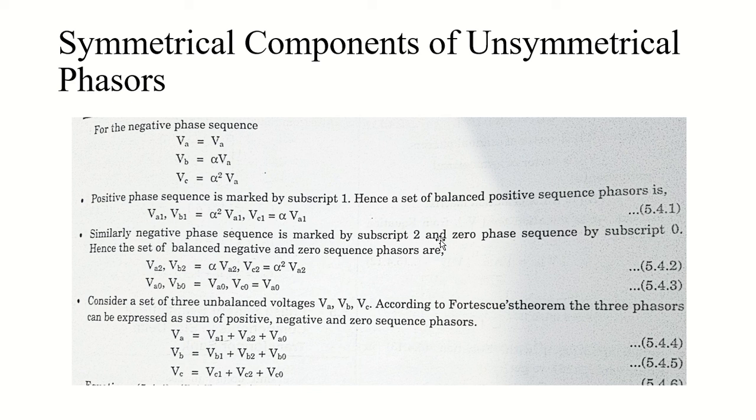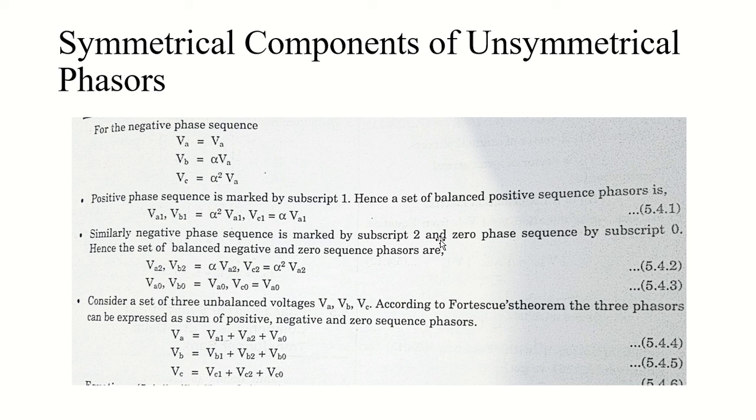So now let's consider a set of three unbalanced voltages VA, VB and VC, and then we will apply the Fortescue theorem to the three phasors. By the way, if you are trying to remember who Fortescue was, he was the American who suggested these phase sequences: zero phase sequence, positive and negative phase sequence. He suggested it back in 1918, precisely 104 years ago, so a long time ago.